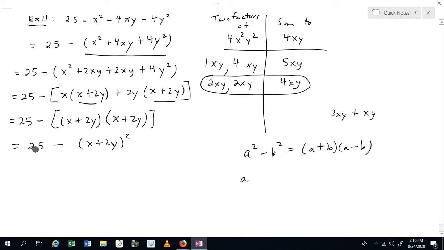So a is going to be the square root of this first term, which is 5. And then b will be the square root of the second term, which is just x plus 2y. And of course it is, because x plus 2y squared, right, will give you this. Okay, so that needs to be our b for sure. Okay, so let's see how this factors. A plus b, right? 5 plus this, right? This is a and this is b, so 5 plus this, a plus b.